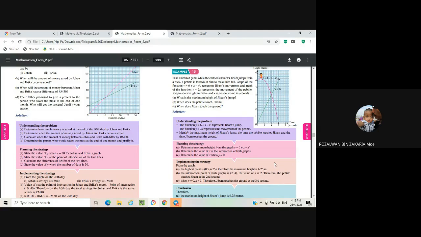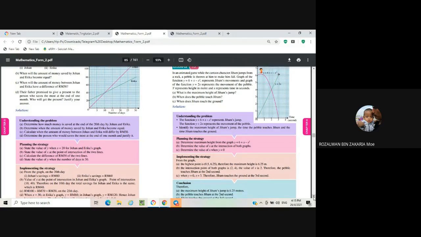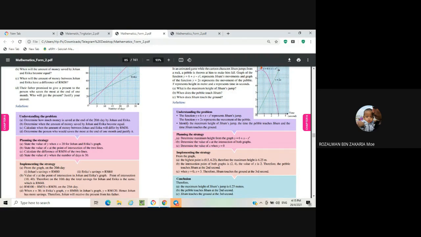Okay, so for this one, we have to plan the strategy. For A, determine the maximum height from the graph. The maximum height for the graph y equals 6 plus x minus x square.